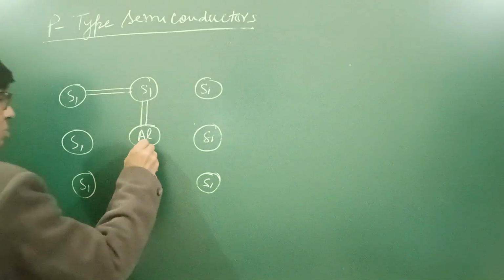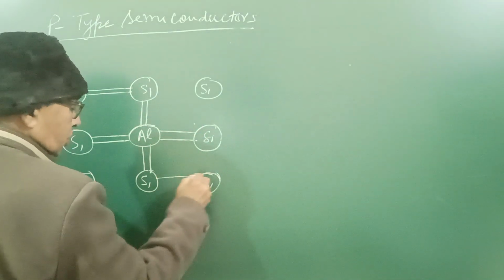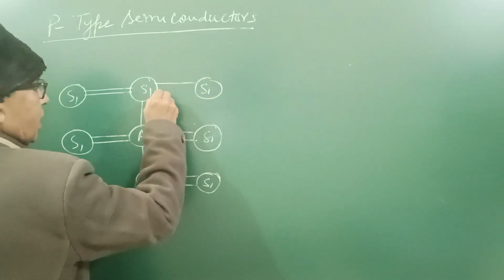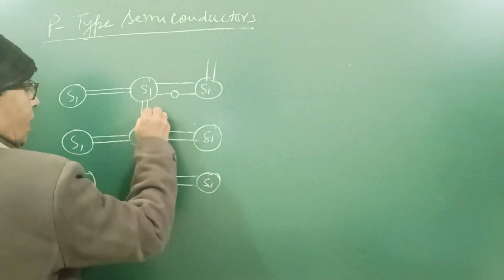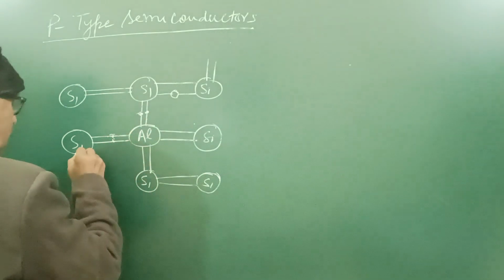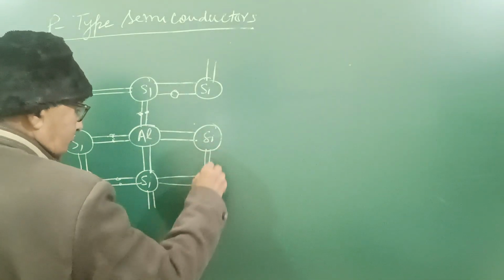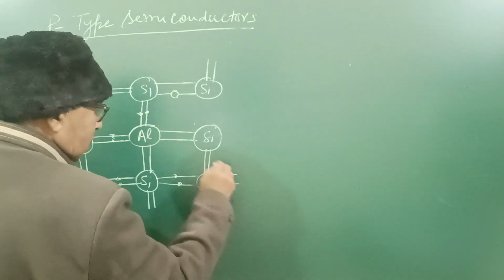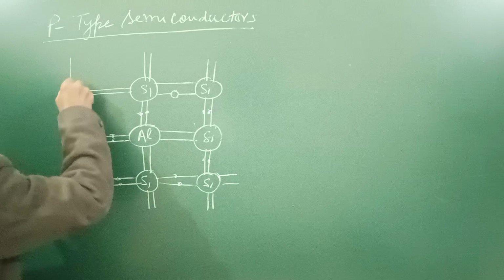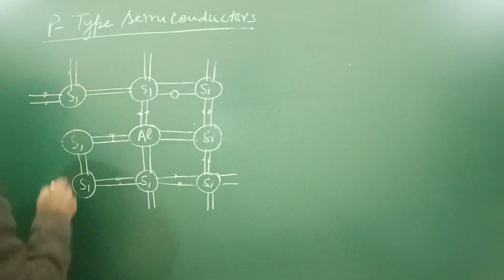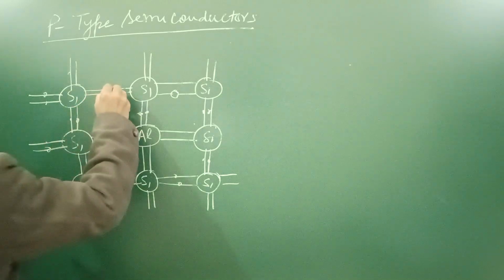Aluminum, a trivalent atom, has only 3 valence electrons. Then how will it make covalent bonding? It will take an electron from the neighboring bond between silicon atoms, and it will accept the electron. Therefore aluminum is called an acceptor atom. It accepts an electron from the neighboring covalent bonding between silicon atoms, creating a hole there, even at 0 Kelvin.